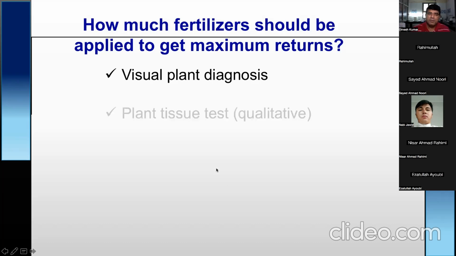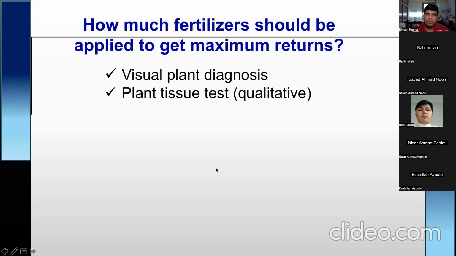Now, next, what can I do? I can go to plant tissue test. We can take a leaf, we can take any plant part and analyze the concentration or relative content of nutrients. Some procedures are available. Those procedures are called plant tissue tests. They give us a general idea about the deficiency or sufficiency of nutrients. So such tests are available, which are qualitative in nature.